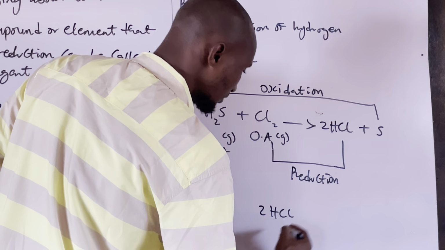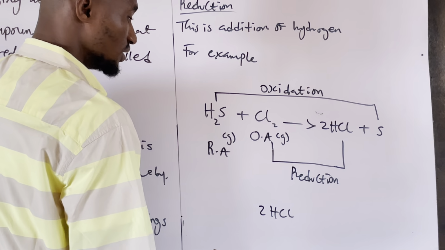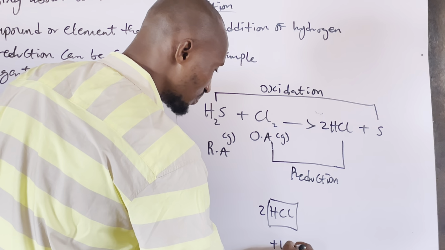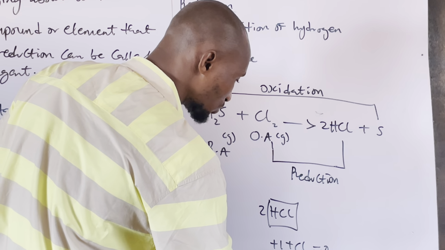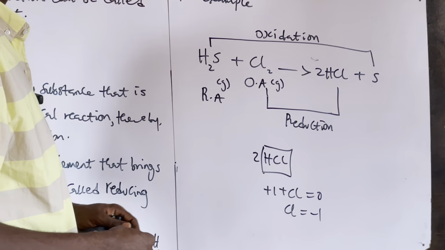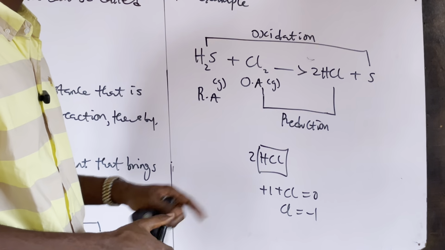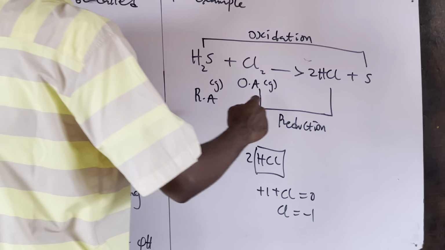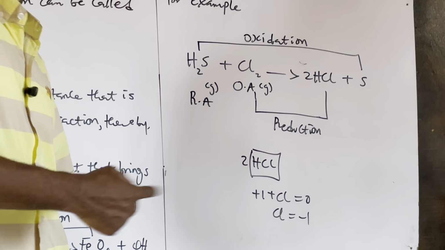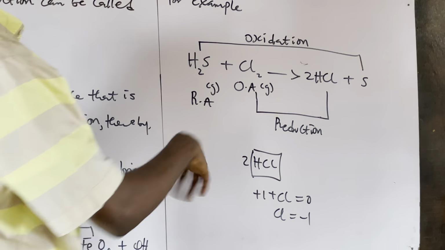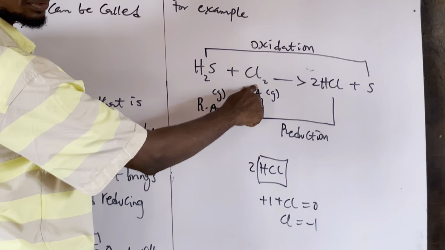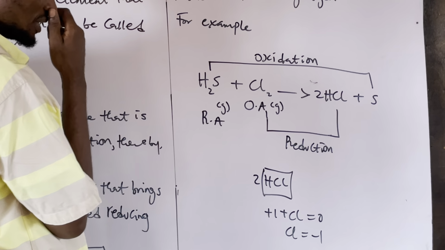We have 2HCl. If you are to find H alone, solving the oxidation number, this is +1 plus Cl equal to 0. Cl is equal to what? When +1 crosses Cl, it becomes -1. So chlorine here is -1. Why is chlorine here 0? Because it is neutral here. So that means, and you know that in terms of transfer of electron, oxidation is electron loss, while reduction is electron gain. So there was a gain here, there was profit here. So chlorine gained here, that is why here it was 0. Did you understand now?